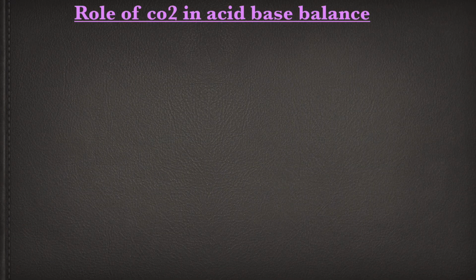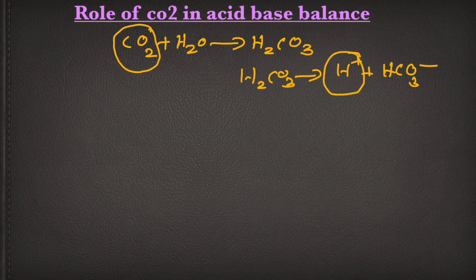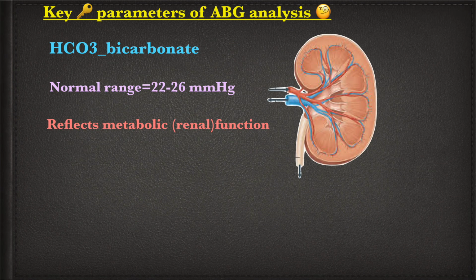Let's see the role of carbon dioxide in acid-base balance. When carbon dioxide mixes with water, it forms carbonic acid. And the carbonic acid dissociates to form what? H plus and HCO3 minus. So, hydrogen ion concentration determines the acidity of the blood. So, what will happen when CO2 concentration increases? H plus ion concentration increases. When H plus ion concentration increases, what occurs? Acidosis occurs.